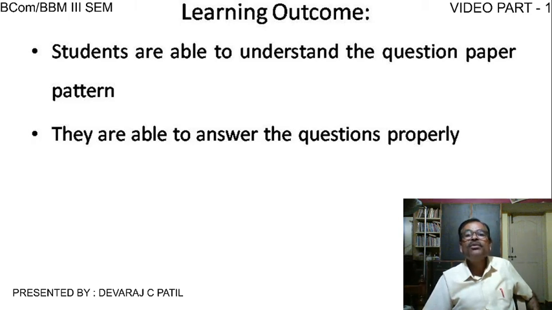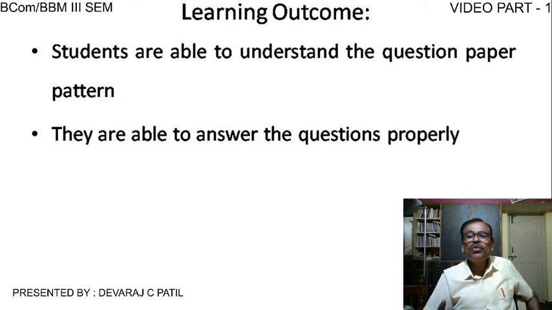Your attempt at answering the questions will become very systematic if you know the pattern of the question paper in advance, and if you know the different types of questions in advance. So this is how you will have to prepare for any type of examination. It's not only for our academic examinations, even for competitive examinations you will have to prepare on the basis of the pattern of the question paper.